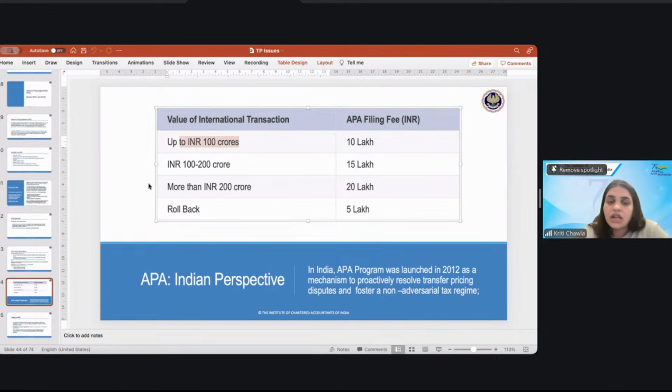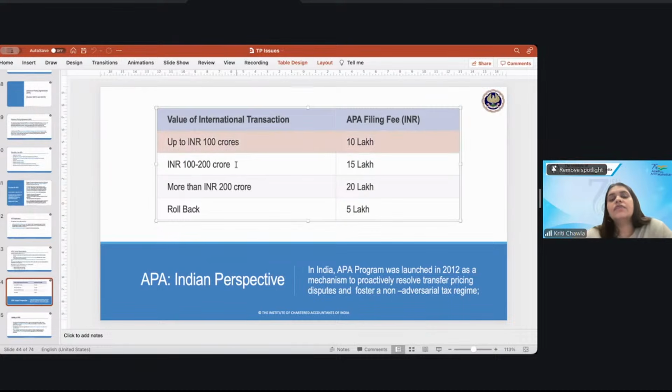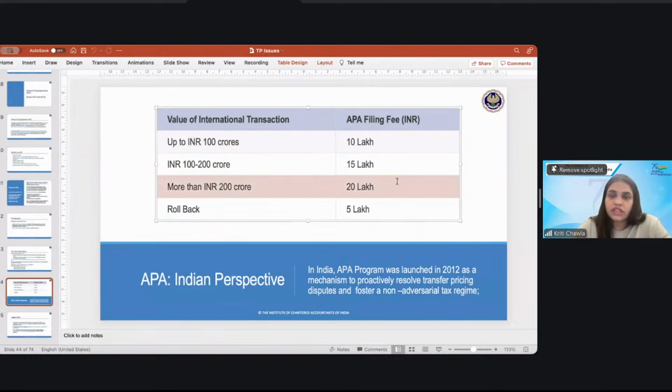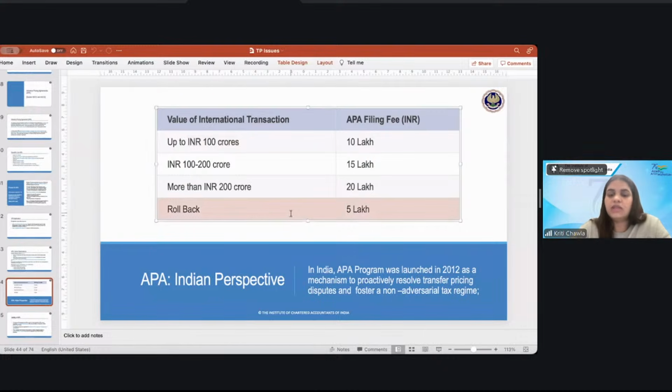The kind of fee that we have in India is based on the value of the international transaction. It's got nothing to do with the years. It's got everything to do with the value of the international transaction. So till 200 crores, it's 10 lakh. Then from 100 to 200, it is 15 lakh. If the transactions are more than 200 crore, it's 20 lakh rupees. And then for the rollback provision, it is 5 lakh rupees that is to be paid.